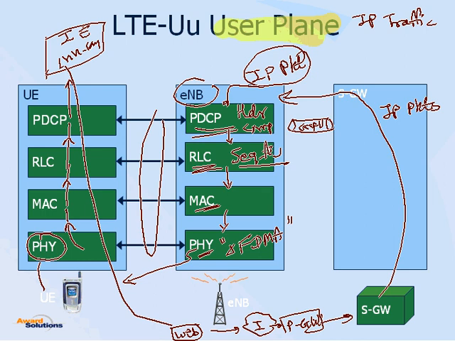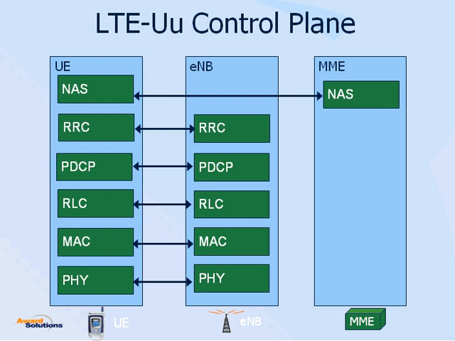As you can see, the user traffic did not pass through RRC because RRC is only for signaling. So the actual user traffic does not pass through the RRC. Radio resource control, that is for signaling, not traffic, only for signaling. So if you are taking care of signaling, then you need the help of the RRC layer.